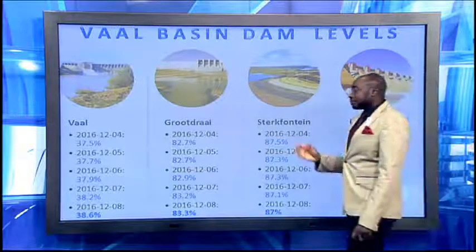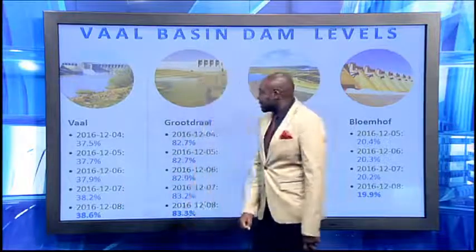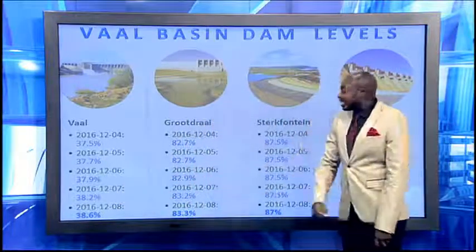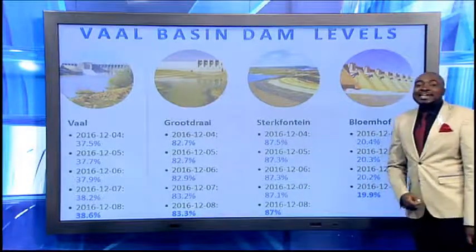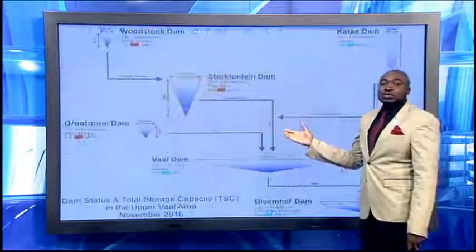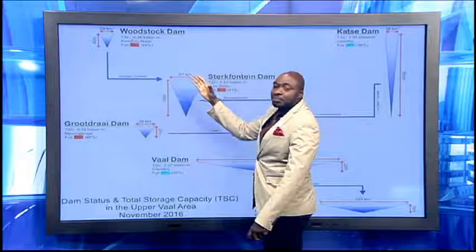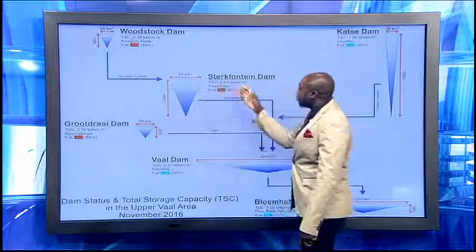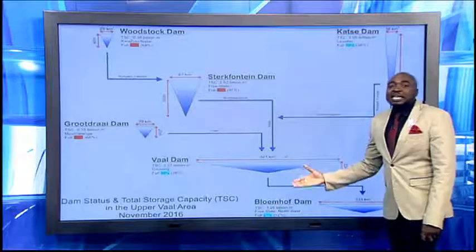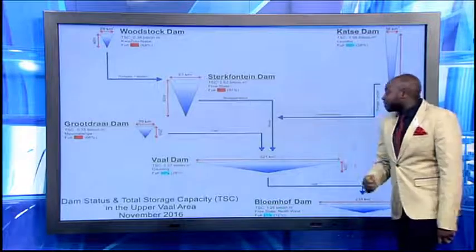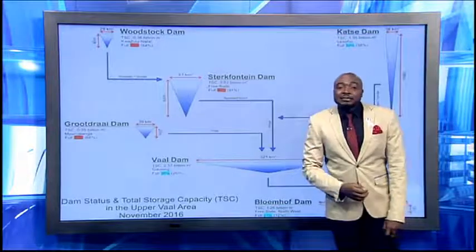Now let's take a look at our numbers currently. The Vaal Dam is sitting at 38.6% and Grootdraai at 83.3%. If you go to Sterkfontein, 87%, and very low over Bloemhof at 19.9%. Now, is this due to rainfall? Hell no. This is because of water being transported from other dams. You can see Woodstock Dam and Sterkfontein Dam, water being transported towards the Vaal Dam. This is the reason why we're seeing that increase of water levels over the Vaal Dam. And some of it we needed to go to Bloemhof, where we're sitting at around 19.9%.